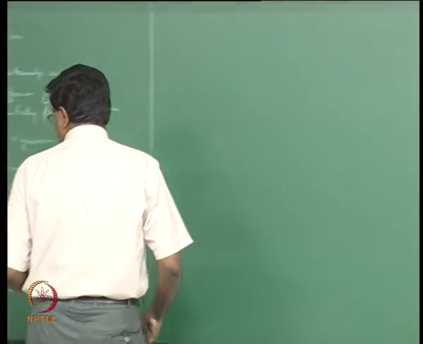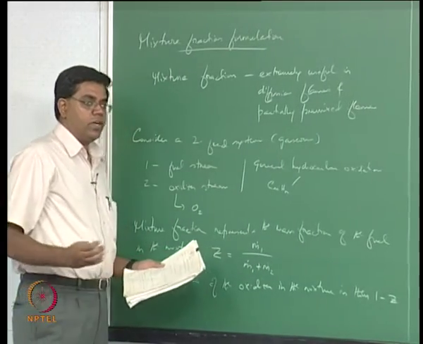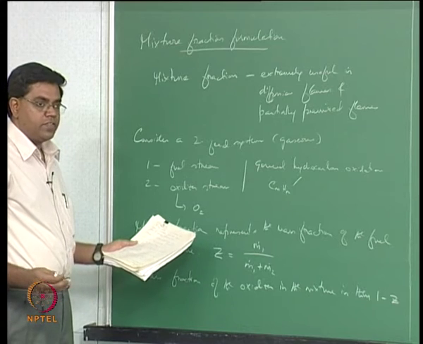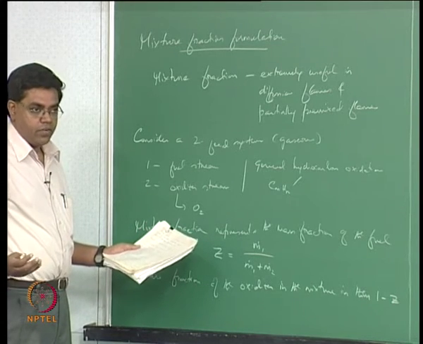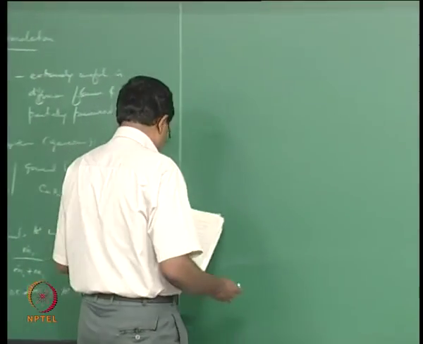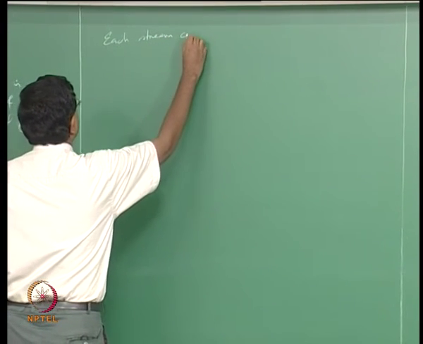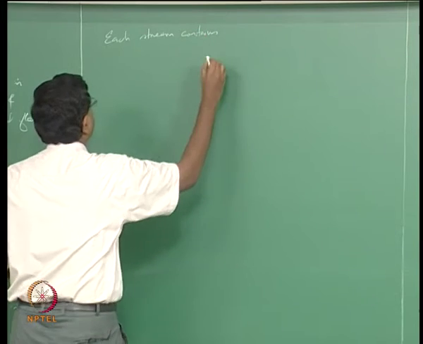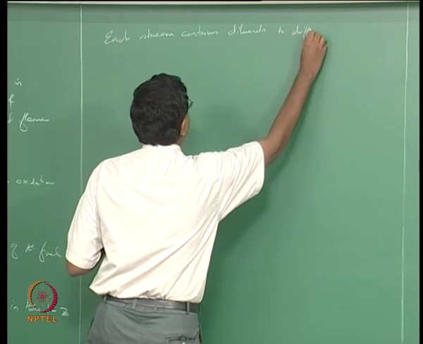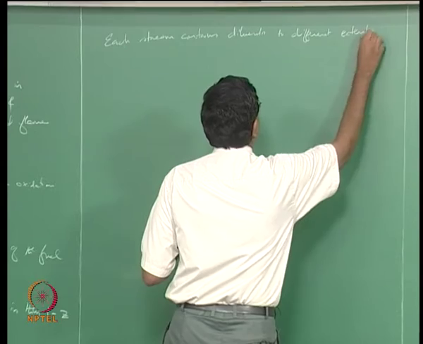Now each stream contains diluents. It's not as if the fuel stream is fully fuel. You could have some nitrogen, and the oxidizer stream is, let's say, air, and most of it is nitrogen, so only part of it is oxygen. So each stream contains diluents to different extents, right.